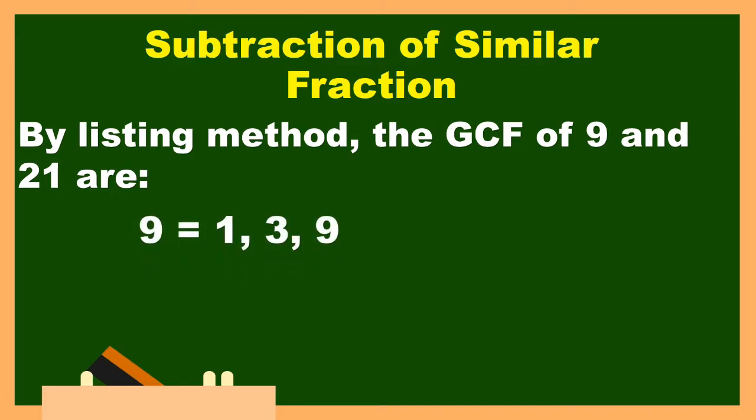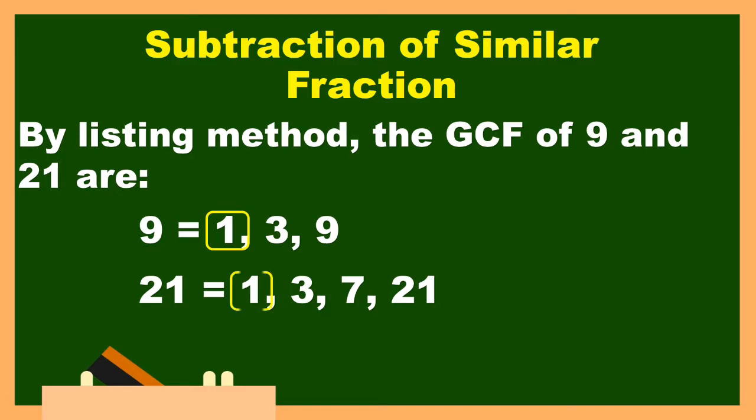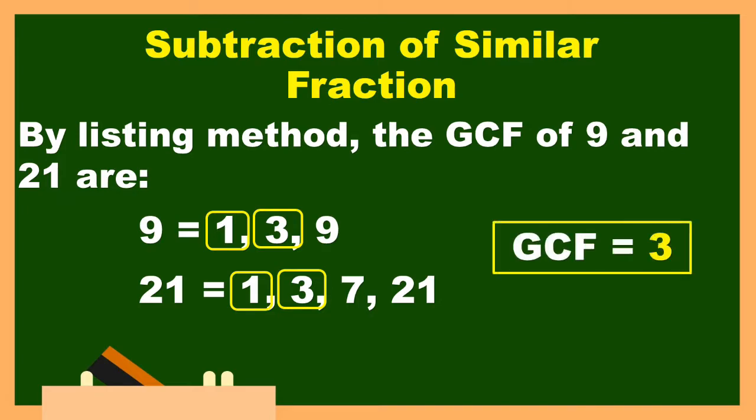Ang kanyang factors ay 1, 3, and 9. At ang 21 naman, ang factors niya ay 1, 3, 7, and 21. Now, let us look for their common factors. So, first, we have 1. Another is 3. So, we have common factors na 1 and 3. But, we need to get the GCF or the greatest common factor. So, our GCF is 3.